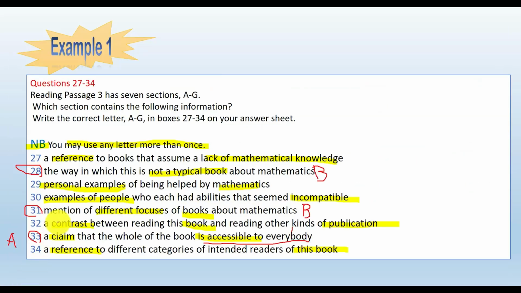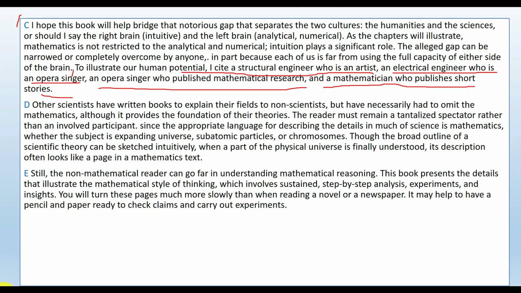Now let's go back to the examples. Plurals are important always and always, keeping that in your mind. Examples of people who each had abilities that seemed incompatible. Okay, their abilities are incompatible. Some of them are mathematicians, but they are good at singing. Some of them are, for example, doctors and are good at judging. Okay, people based on their field of study have different abilities. So this is our answer for paragraph C.